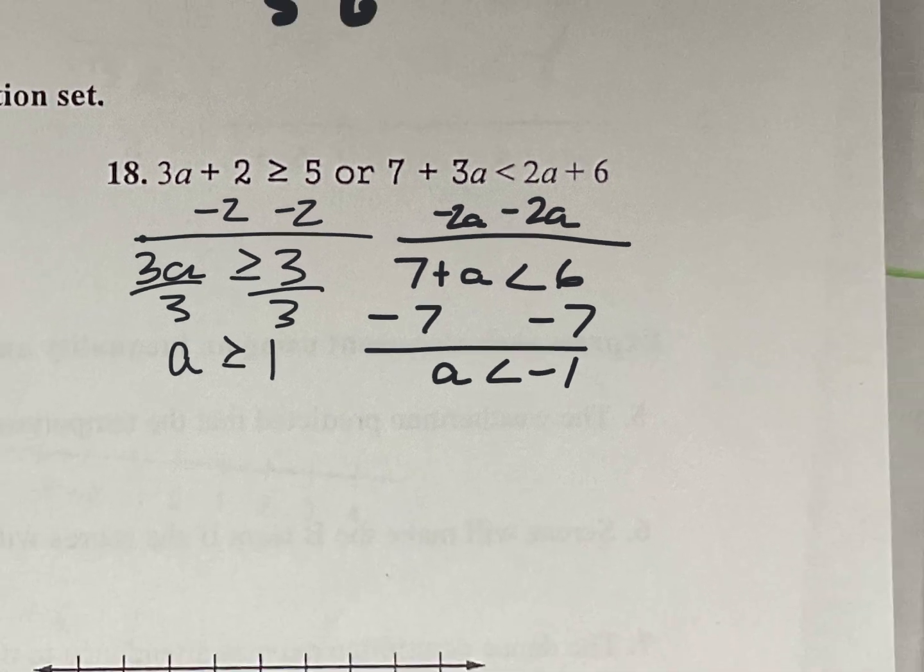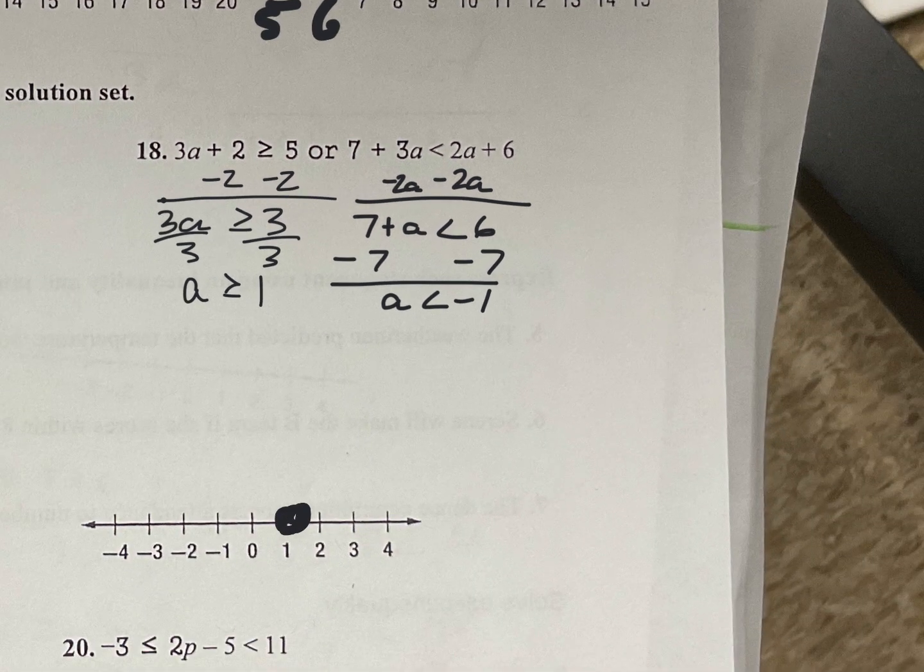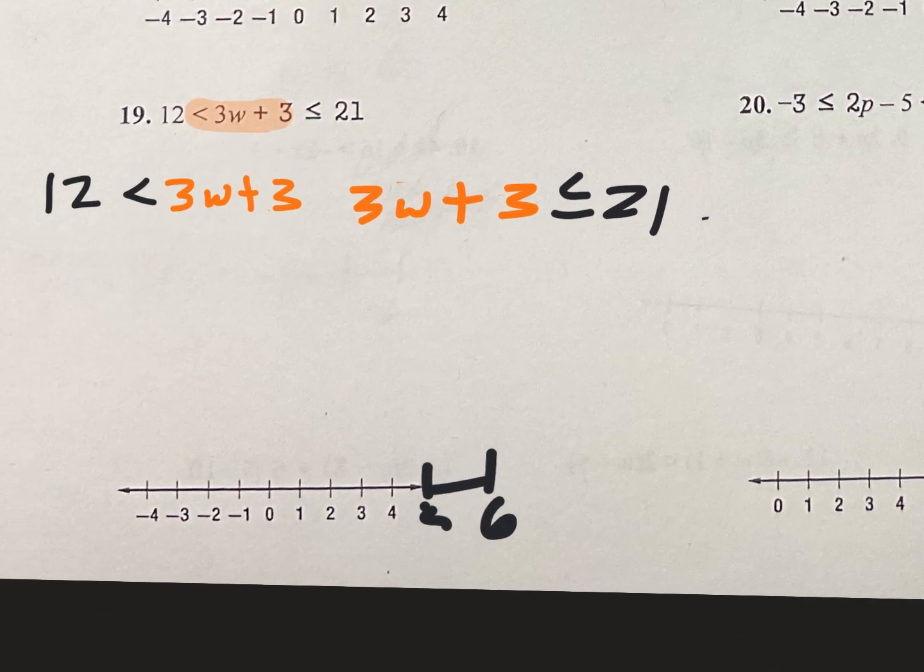So a has to be greater than or equal to 1, which means it should be going that way. Or it's got to be smaller than -1. So it was an or. So you should have two distinct directions for it to be an or. Anybody not okay if I go to 19? Okay. I am recording this too for you guys, by the way.